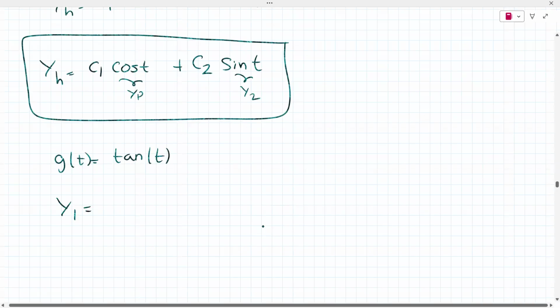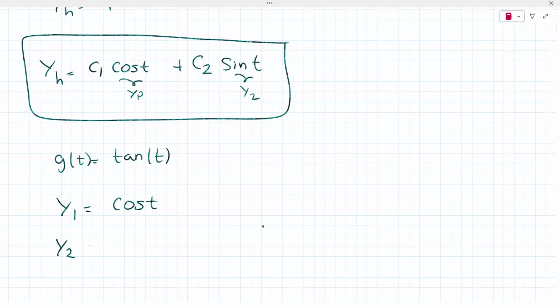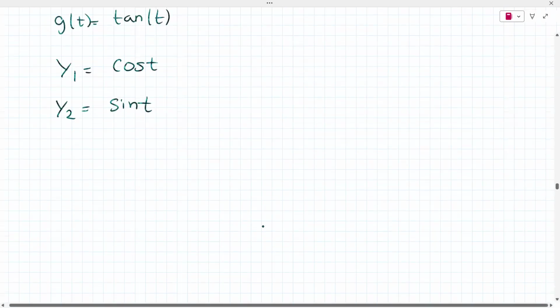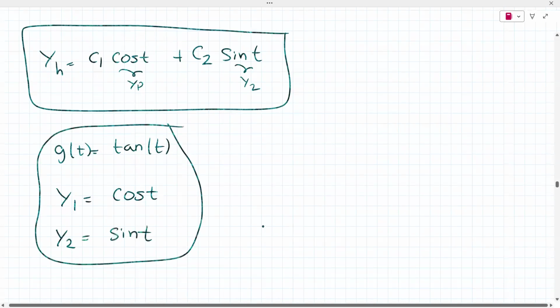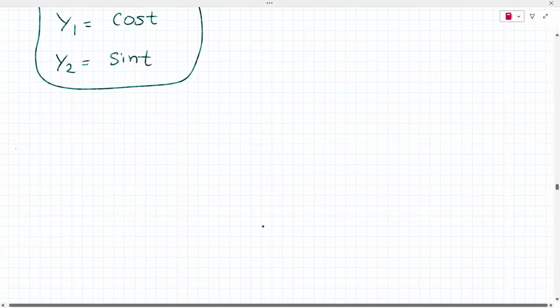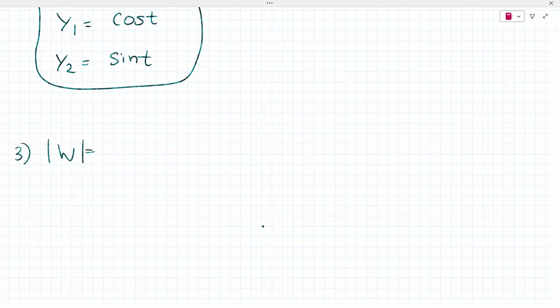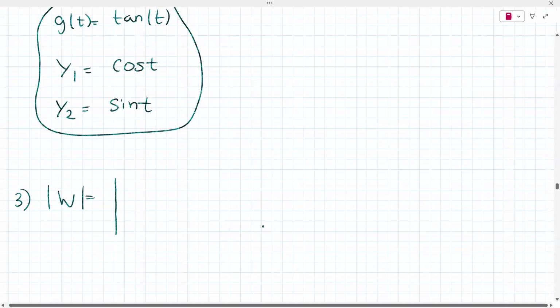My y1 is cosine of t, and my y2 is sine of t. Let me go ahead and box this because we'll probably use it again. Step 3, find the Wronskian determinant. It's the determinant of y1, y1 prime, y2, y2 prime.